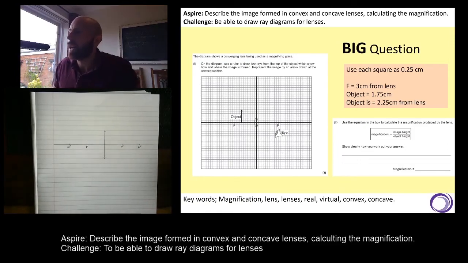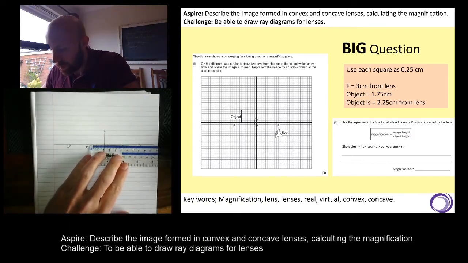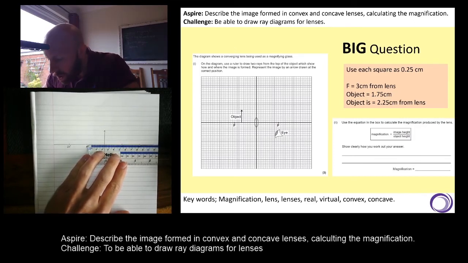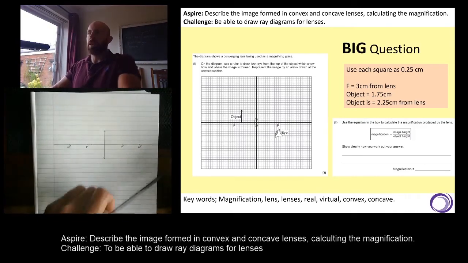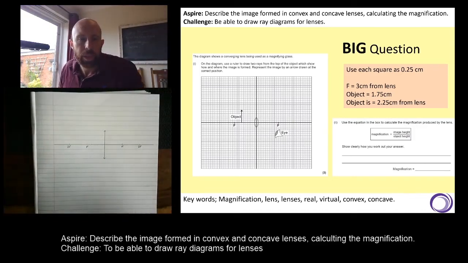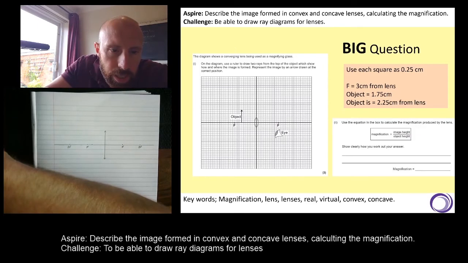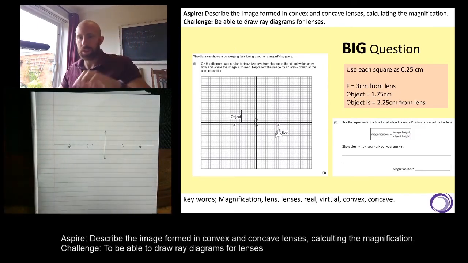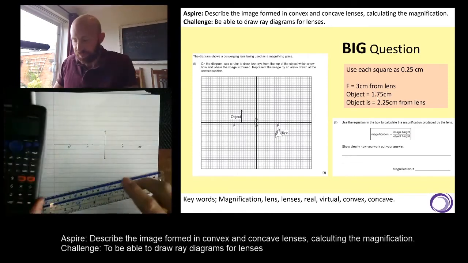Okay, so the object is going to be 2.25 centimeters from the lens. So it's within F. So 2.25. So that's 2.5. That's 2. 1, 2, and then part way between there. So that is where we're going to draw the object. Because I've made that as 9 squares, I might actually just check that. No, I think it's 8 squares, isn't it? So it's not 2.25. It's 0.25 times by 8.